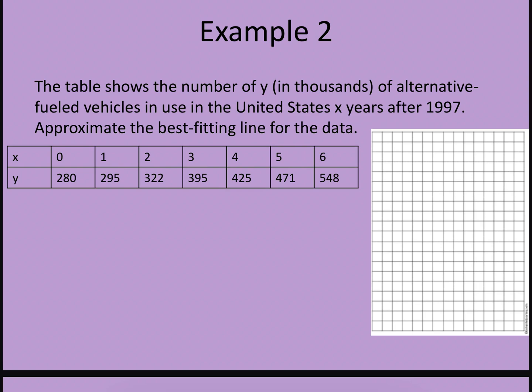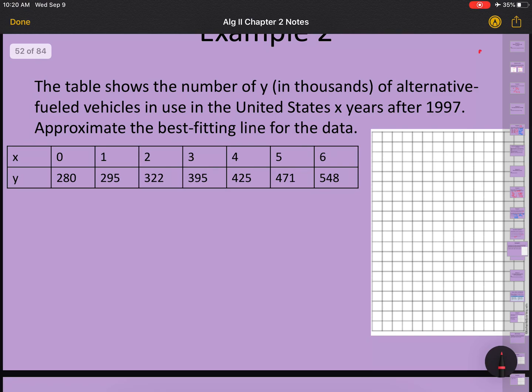So this first example here, it says the table shows the number Y, in thousands, of alternative fueled vehicles in use in the United States X years after 1997. It says approximate the best fitting line for the data. So step 1 told me I first need to graph my scatter plot, or my points of data. Well, I don't have any scale yet on my axes, so I need to first make my axes.